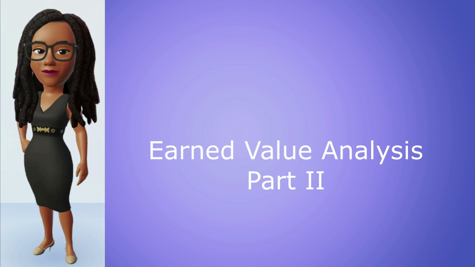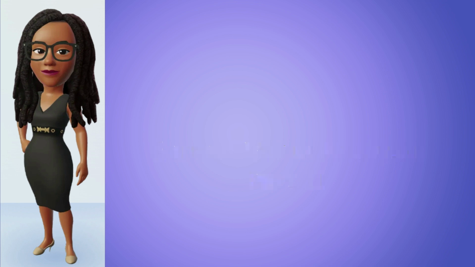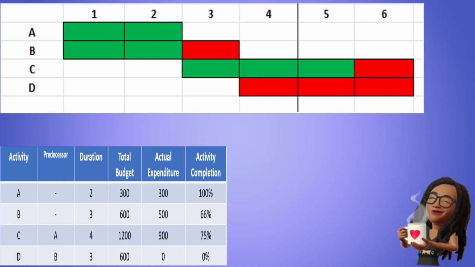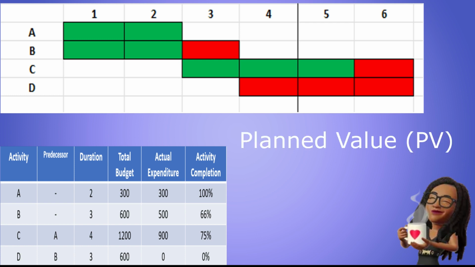When we left off in part 1, we had completed our Gantt chart, which means we're now ready to do some calculations. Let's get into it. Here's our field report table and the Gantt chart that we used in part 1. We will use them to calculate a number of performance metrics starting with the planned value or PV.